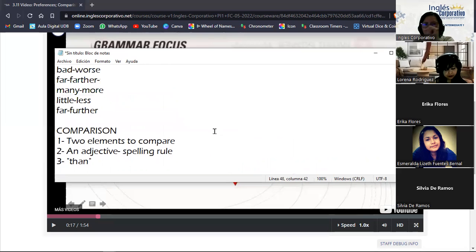And that's, guys, how we use the comparative adjectives so we can compare two different elements, okay? Do you have any questions so far? ¿Alguna pregunta hasta el momento, chicos? Questions?